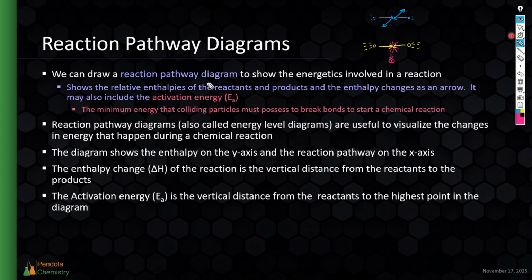Now, the reaction pathway diagram is going to show all of this. It's going to show the relative energies of the reactants and the products. It's going to show the activation energy of the reaction and the enthalpy change of the reaction. Reaction pathway diagrams are also sometimes called energy level diagrams, which is the preferred term I use, energy level diagrams. And they're very useful in visualizing the changes in energy.